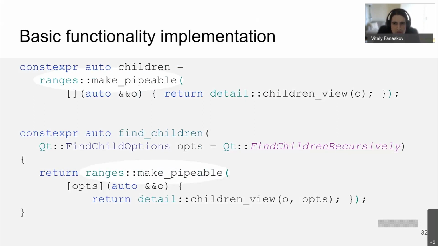So we can use this pipe operator. And in our case, for children, it just accepts an object that might be like a pointer or reference to root object, and then returns children view. Yeah, that's pretty much it. So there are two functions. The first function is to pass through all children recursively, and the second one has parameters, so you can specify whether you want to find only direct children or find children recursively.